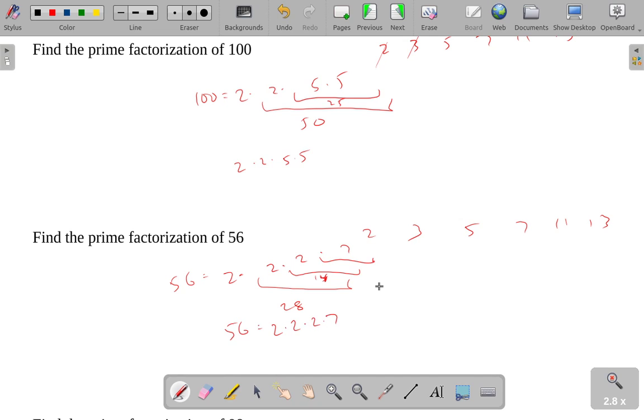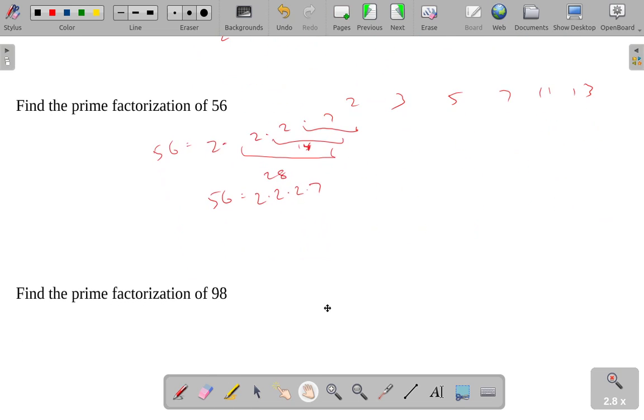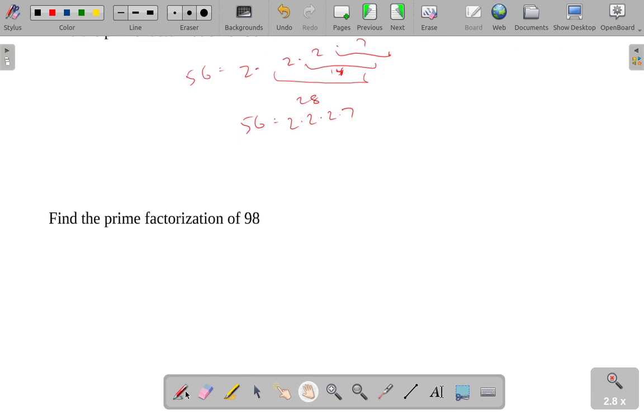You'd be surprised by how many of these end up being even. Of course, not everything is going to be even. I don't know why all of my examples are. I'm going to choose something else.